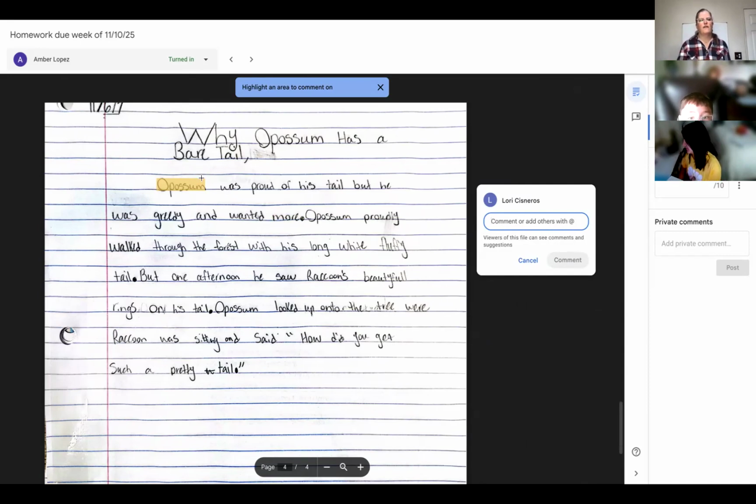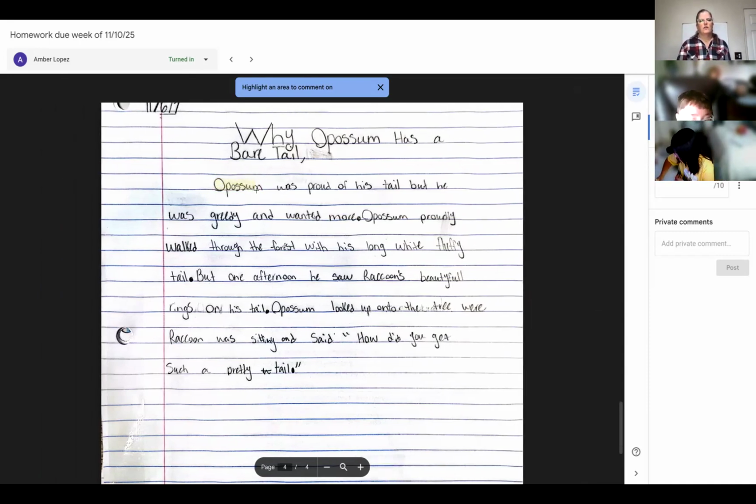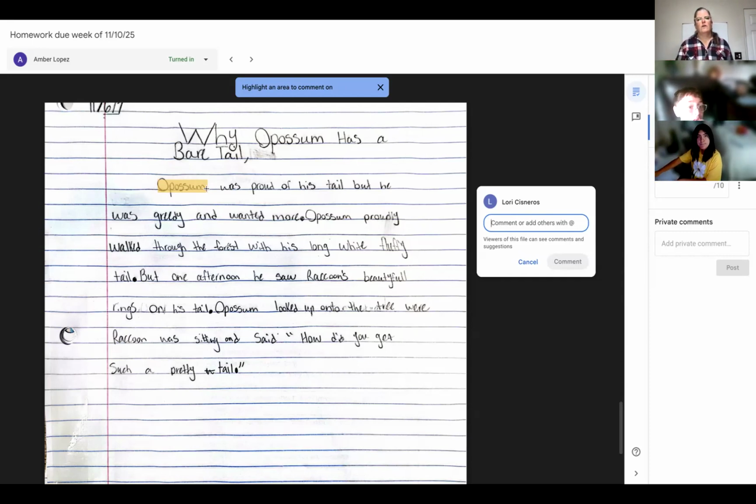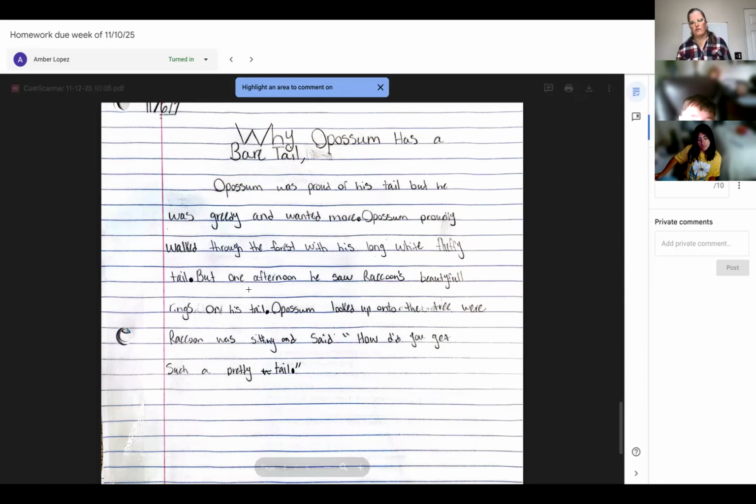Very good, Anthony. So after opossum, right here, right after that word, I want you to draw what's called a caret. It's an edit symbol. It looks like a V. It's like an arrow. You're pointing down. In between opossum and was, put a little caret right there, an arrow. And then above that line, put the word who. And then don't forget that when you have a who, which clause, it needs commas before it and after it. So put a comma after opossum and then put a comma after tail. So now it'll say opossum, who was proud of his tail.